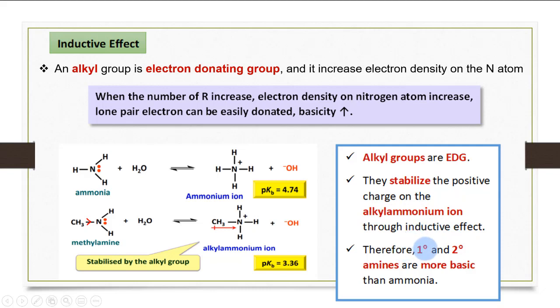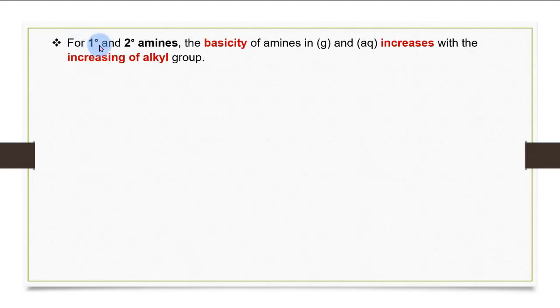Therefore, primary and secondary amines are more basic than ammonia. Remember, ammonia doesn't have any alkyl group. For primary and secondary amines, the basicity of amines in the gaseous phase and aqueous phase increases with the increasing number of alkyl groups. Or in other words, the secondary amine is more basic compared to the primary amine, as the secondary amine has more alkyl groups.